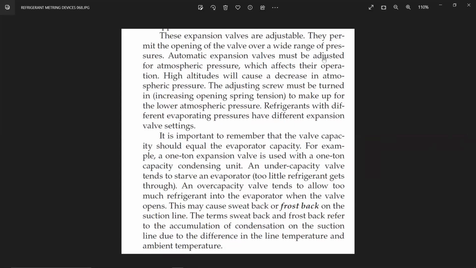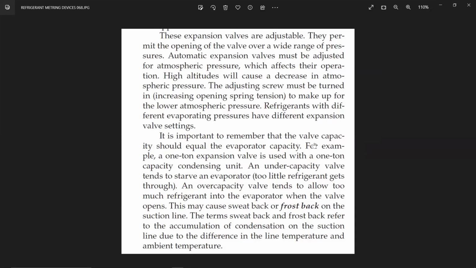The automatic expansion valve must be adjusted for atmospheric pressure, which affects the operation. Means if the pressure changes, high altitude will cause a decrease in atmospheric pressure, and the adjusting screw must be turned in, increasing the opening pressure. On a ship there is no problem with this, but basically it's just mentioning that refrigerants with different evaporating pressures have different expansion valve settings.